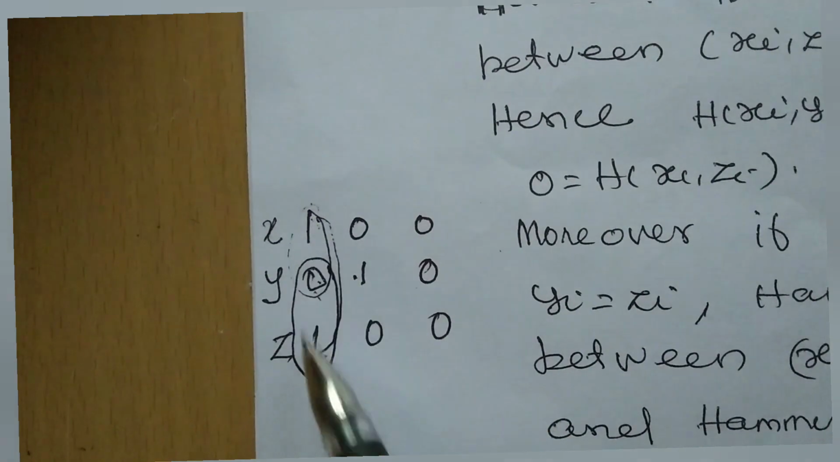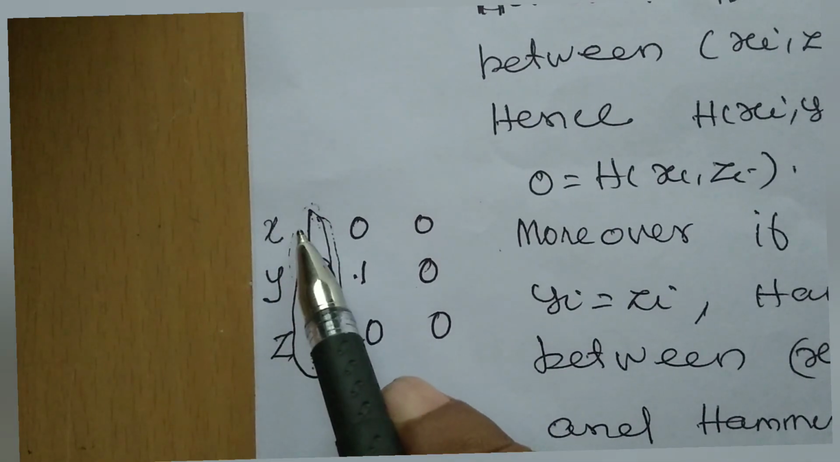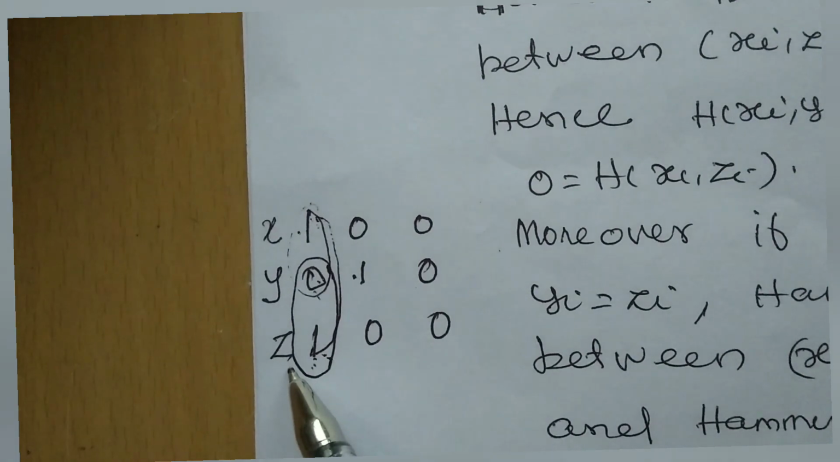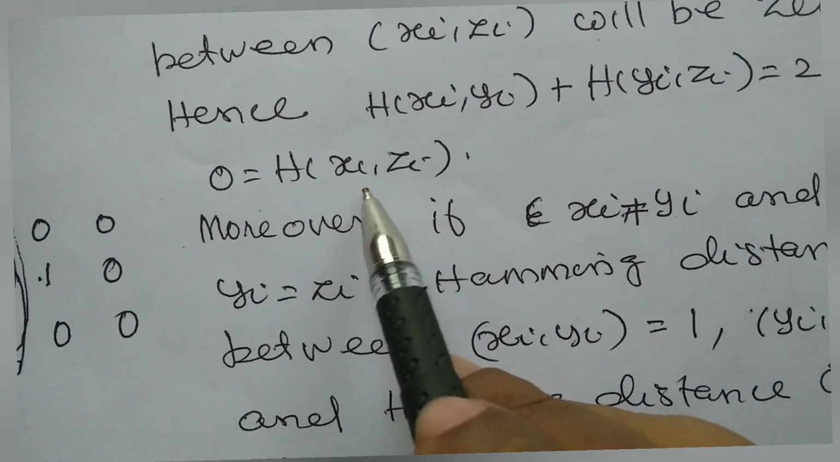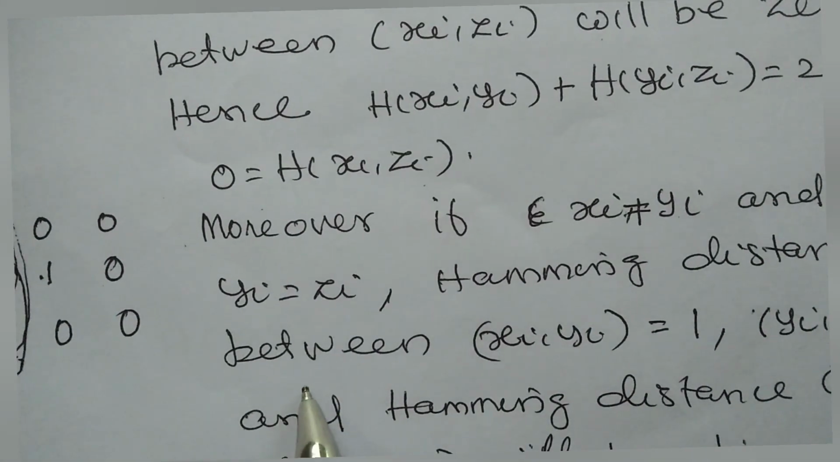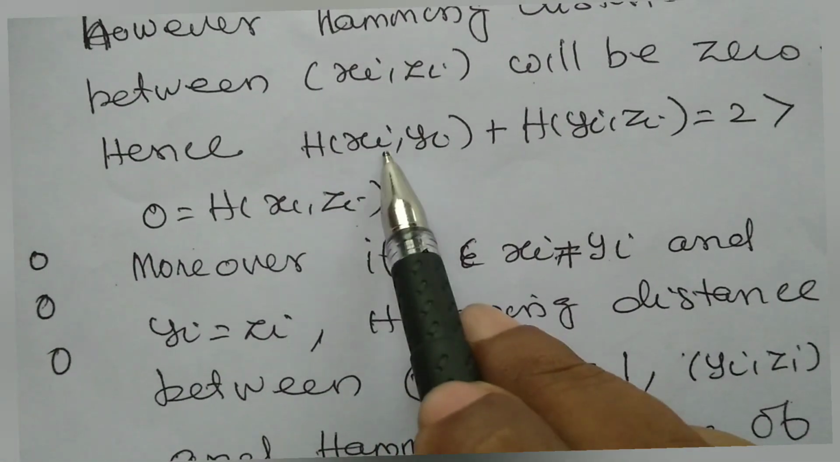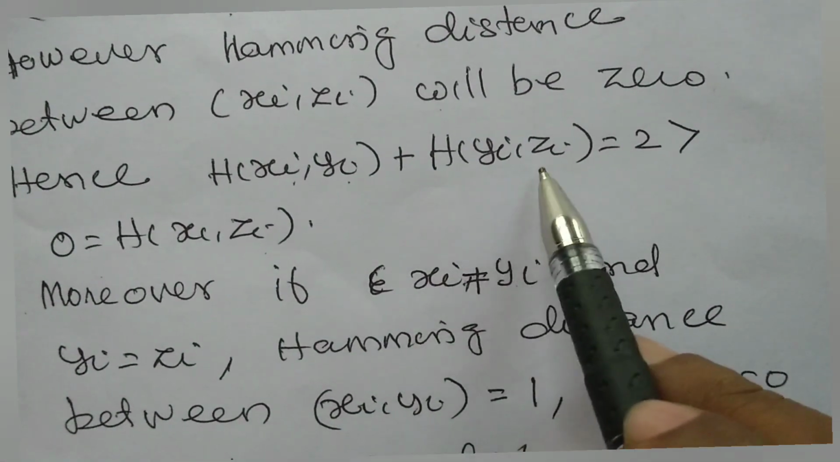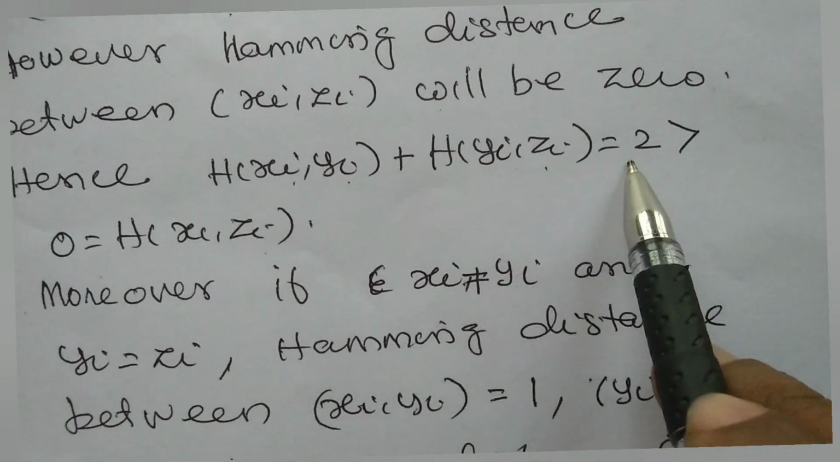These two are identical means the Hamming distance between xi and zi is equal to 0. So that is why h of xi comma zi is equal to 0. Therefore, what is the value? H of xi comma yi is equal to 1. H of yi comma zi is equal to 1. So in total, 1 plus 1 is equal to 2.